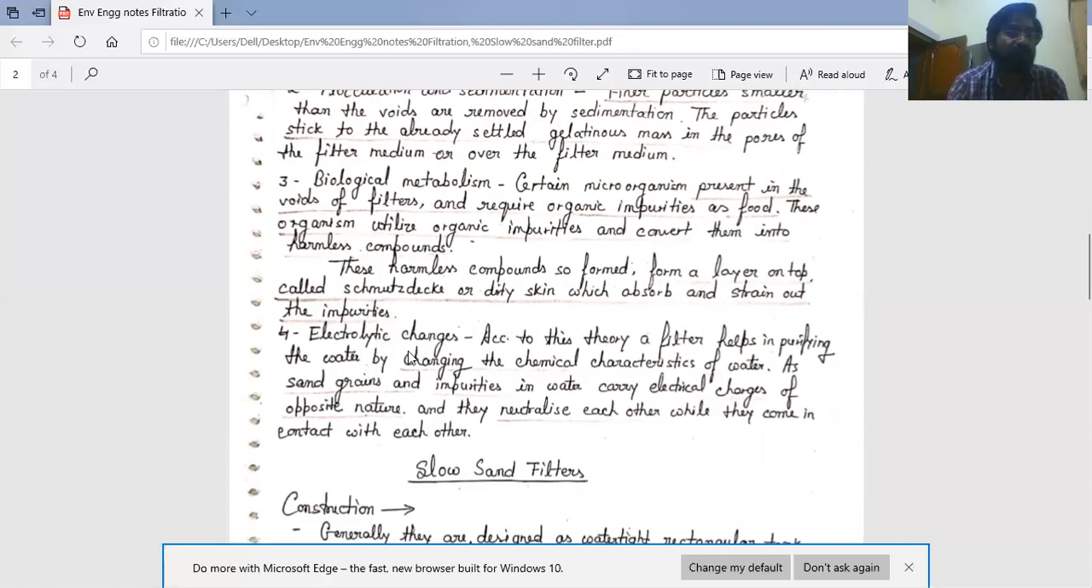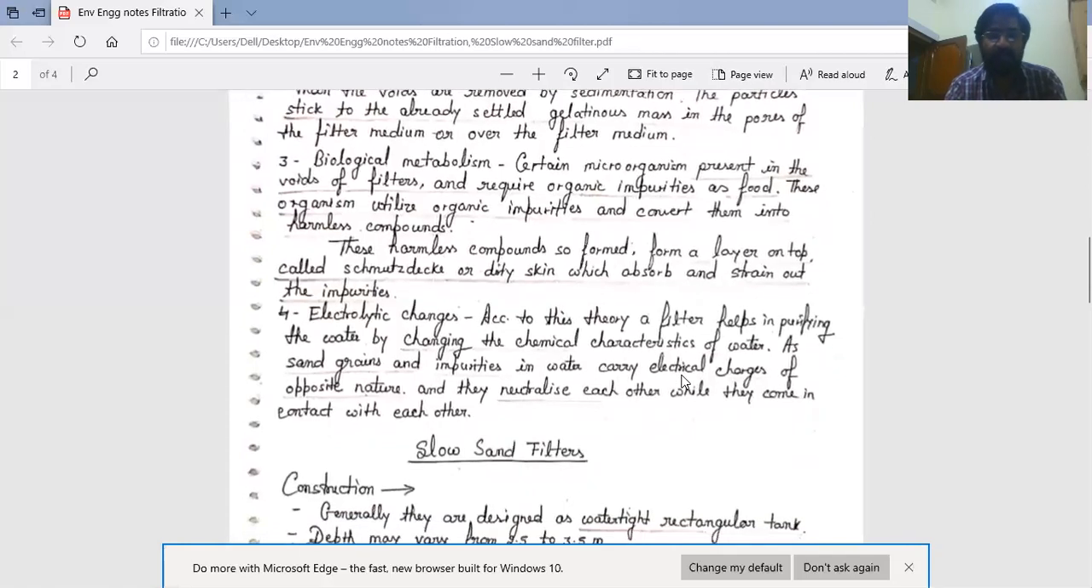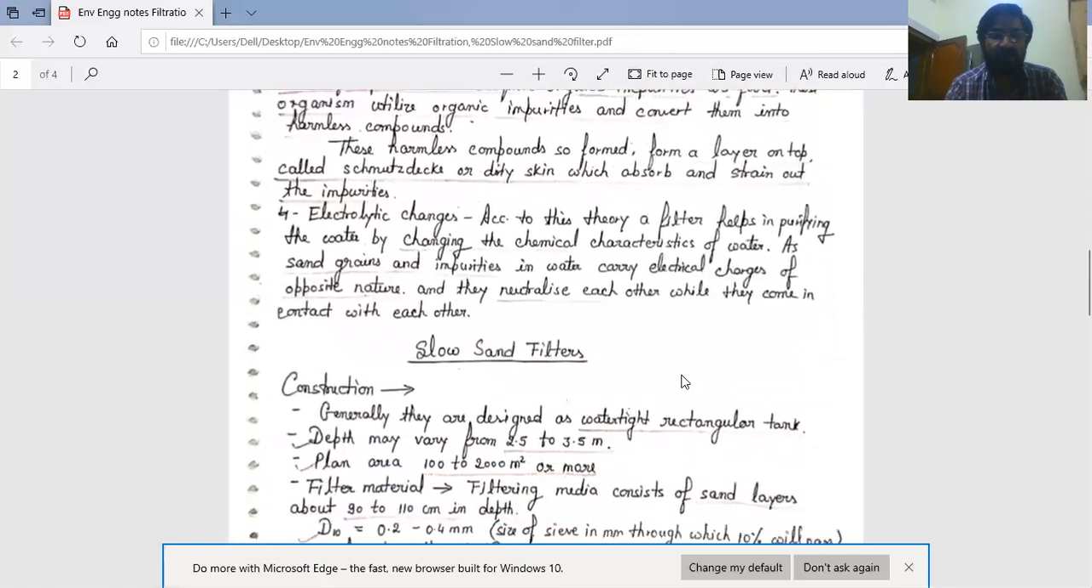And fourth theory is electrolytic changes. According to this theory, a filter helps in purifying the water by changing the chemical characteristics of water. How? Sand grains and impurities in water carry electrical charges of opposite nature, and they neutralize each other when they come in contact with each other. This theory is also applicable. So, four theories behind the filtration.